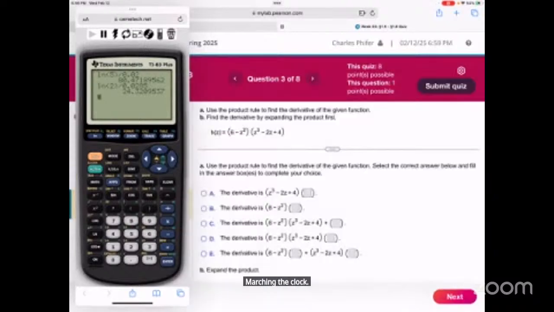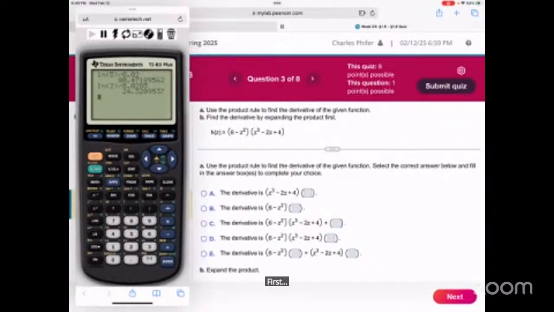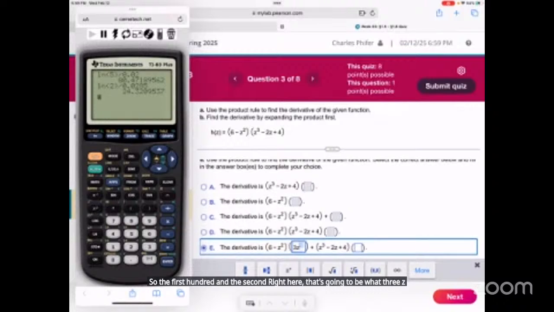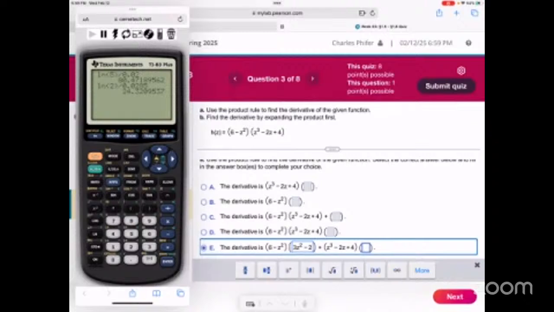I use the product rule to find the derivative of the function. Find the derivative by expanding the product first. First times the derivative of the second. So it should be a 3x squared. There it is at the bottom, right? So the first times the derivative of the second, right here, that's going to be what? 3z squared minus 2, okay? So that's the first times the derivative of the second plus the second times the derivative of the first. So negative 2z. Okay. All right, so that's that part.